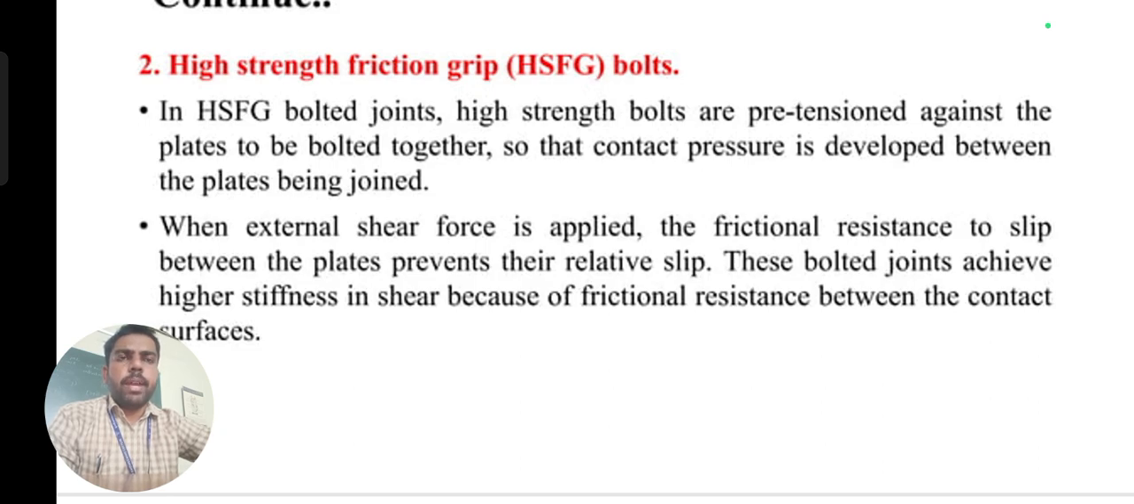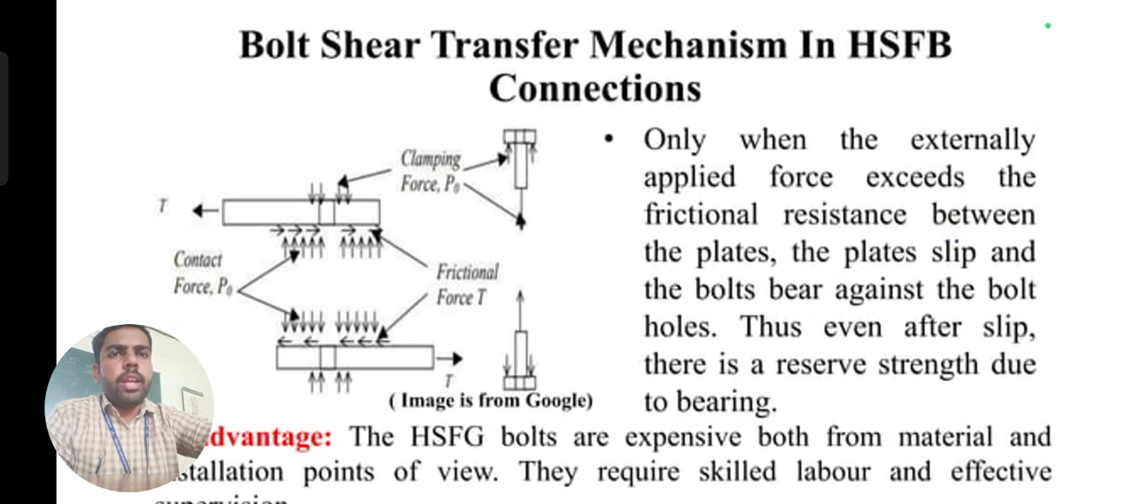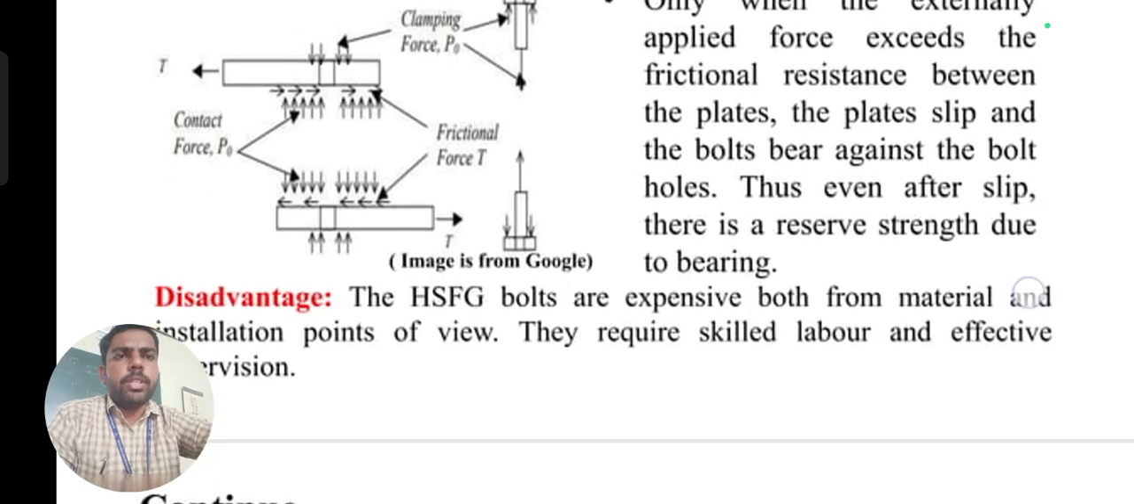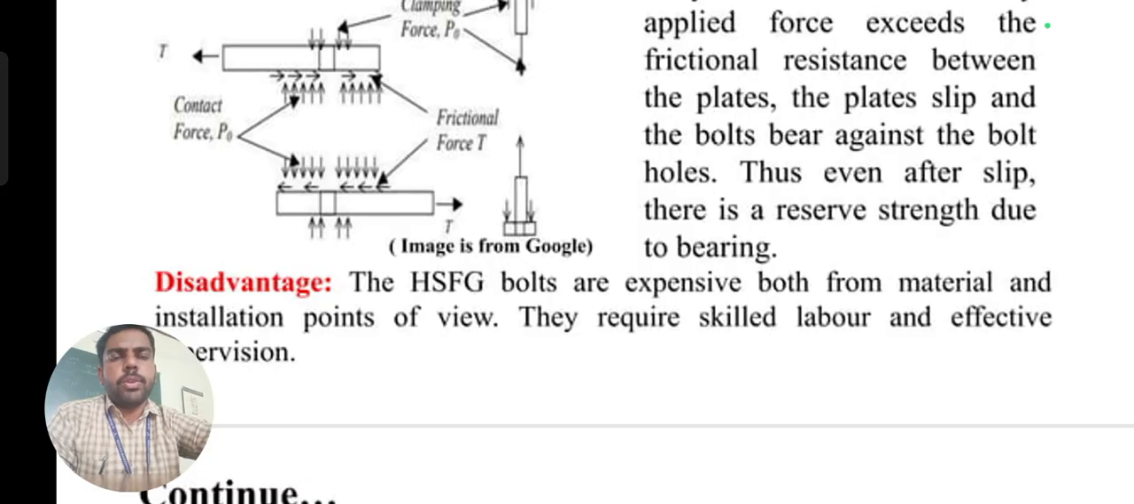It is made in the factories. Here the pressure developed between the plates of the joint transfers the load. When an external shear force is applied, the friction resists slip between the plates and prevents relative slip. Next, the bolt shear transfer mechanism of high strength friction bolts: only when the externally applied force exceeds the frictional resistance between the plates do they slip, and the bolts bear against the holes. This reserve strength is then provided by the bearing.